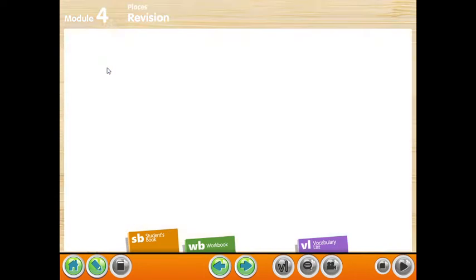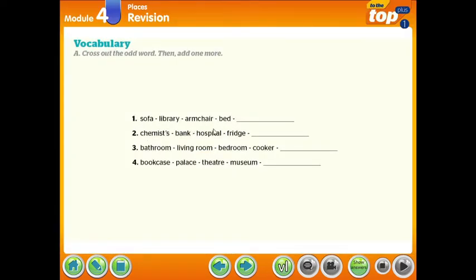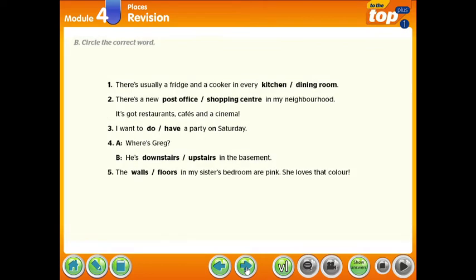Okay, let's start. Here you have to find the odd word out. And when you find the odd word out, write one more word which will continue the line. Of course, these words could be different with each one of you. Here you have to circle the right word connected with the places or the parts of the house. Did you do it this way? I hope you did.